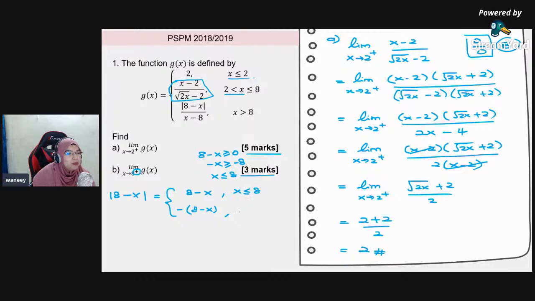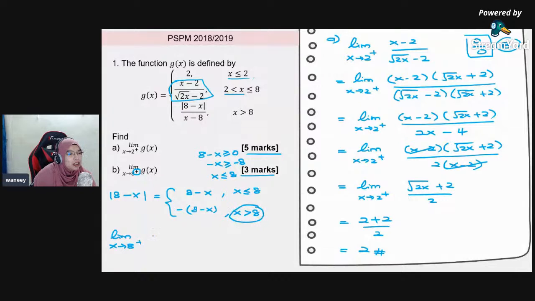So the other one will be for x greater than 8. So kita akan guna opposite kan. Right, so now that means the limit for x approaching 8 on the right hand side. So kita akan pakai function yang lebih besar dari 8. So this is x greater than 8.